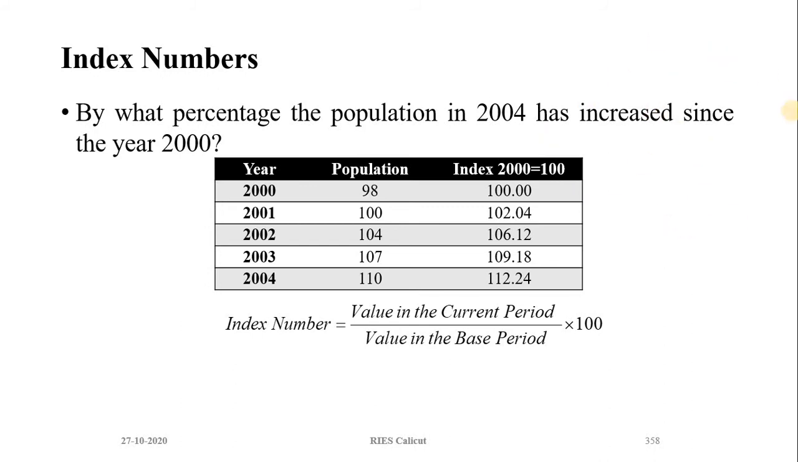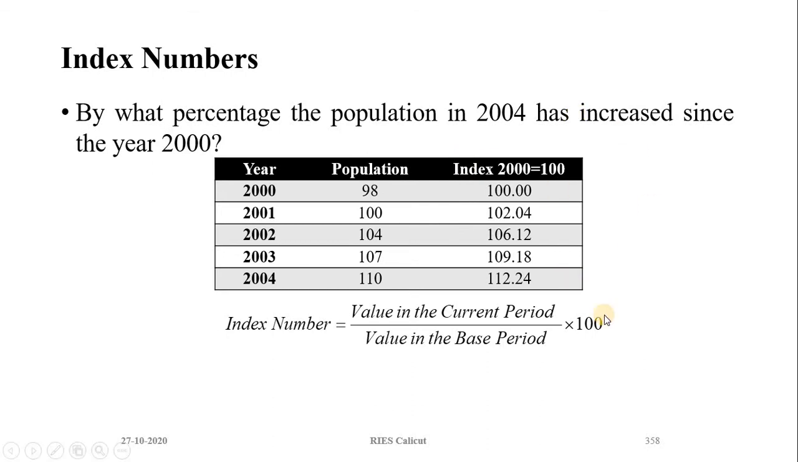A simple index number looks like this: the value in the current period divided by the value in the base period, multiplied by 100. Look at the first one: the value in the current period is 98, and we are comparing it with the same value. The current value and the base year value are the same, 98 and 98. So 98 divided by 98 is 1, and 1 into 100 is 100. That is why the index number for the base year is always equal to 100.